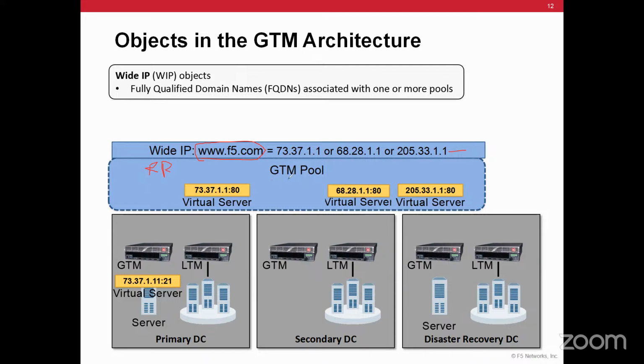And the GTM pool is basically doing a health check on these, on port 80. And if one is down, then the user won't get this IP. It will be between the two of them. So that's how it works.